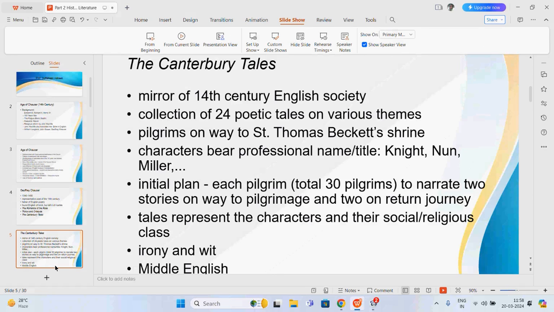On your screen, you can see the important points listed there. It is a representative poem of the 14th century English society. There are a total of 24 tales presented there. The background is that we have a set of pilgrims who are on their way to the shrine of St. Thomas Becket in Canterbury. The characters are not named. They are referred to by their professional name or title, as you can see on your slides now: Knight, Nun, Miller. There is use of irony, humor, and wit. And because this is a 14th century work, it is obviously written in Middle English.